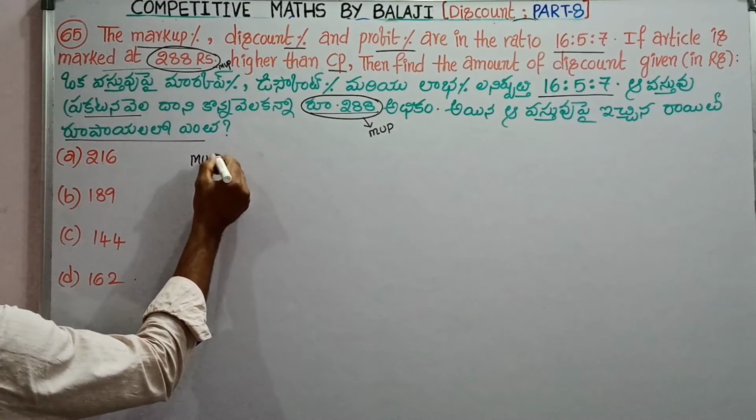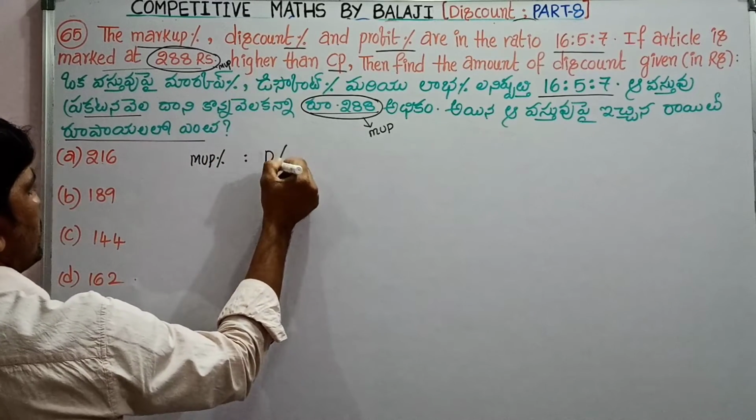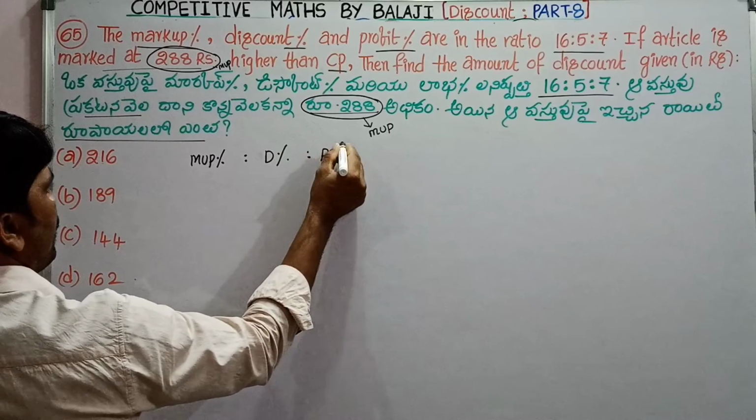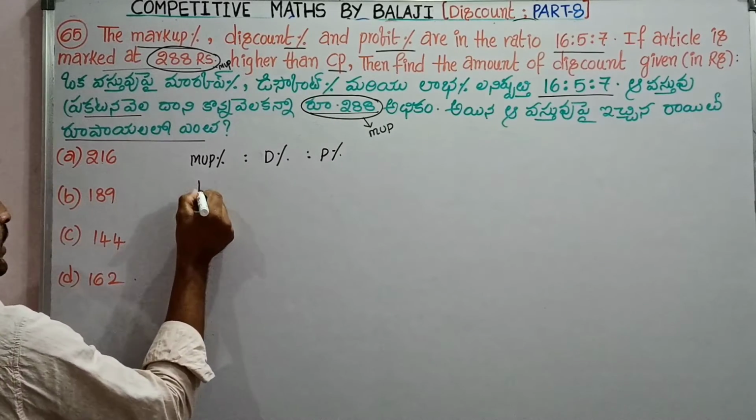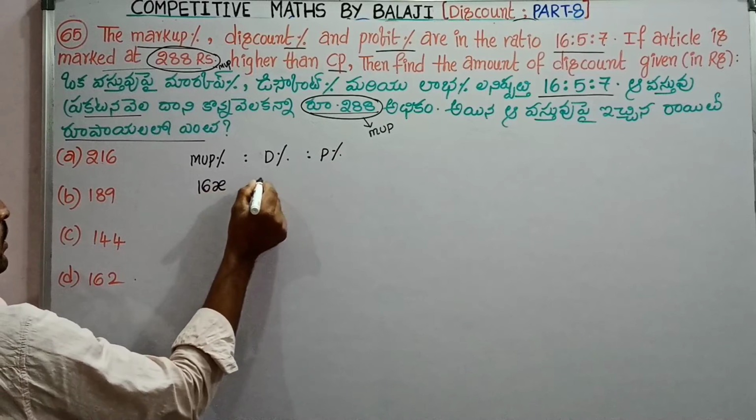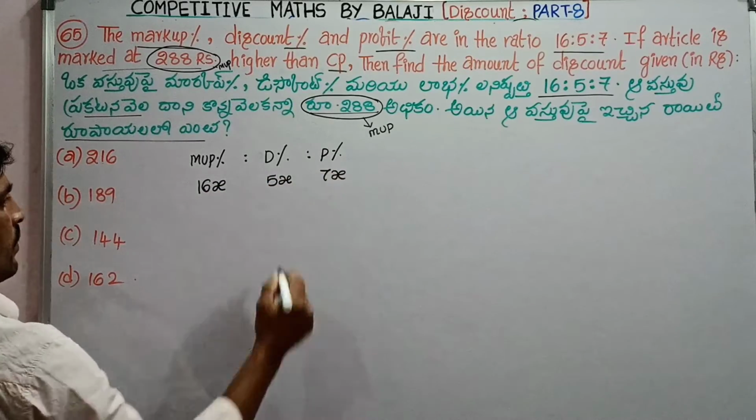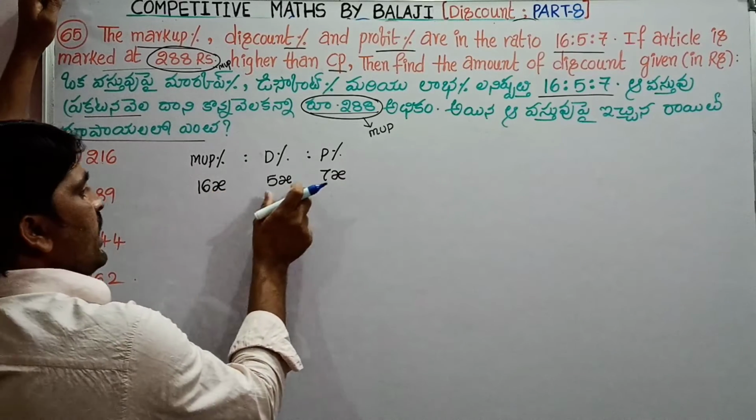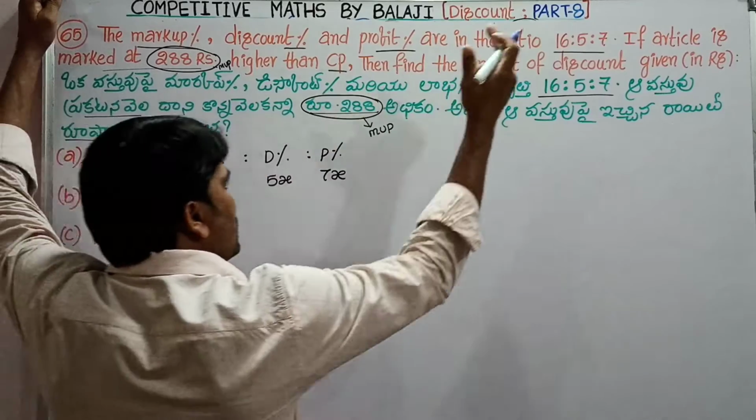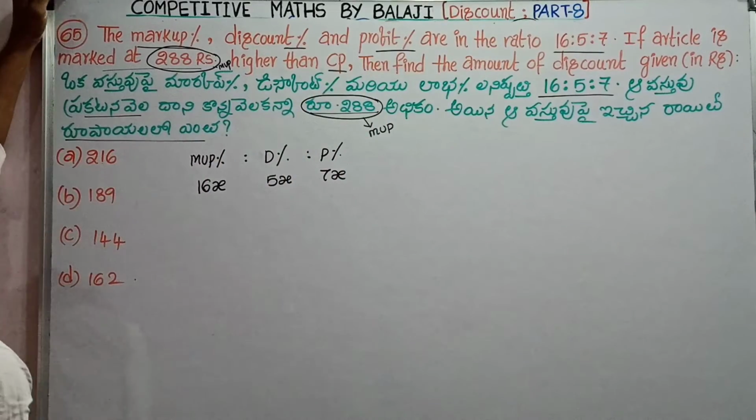Markup percent, discount percent, profit percent are in the ratio 16:5:7. Let us suppose they are 16x, 5x, 7x. Since 16x, 5x, 7x, their ratio is the same as 16:5:7. So the ratio can be expressed in terms of values.